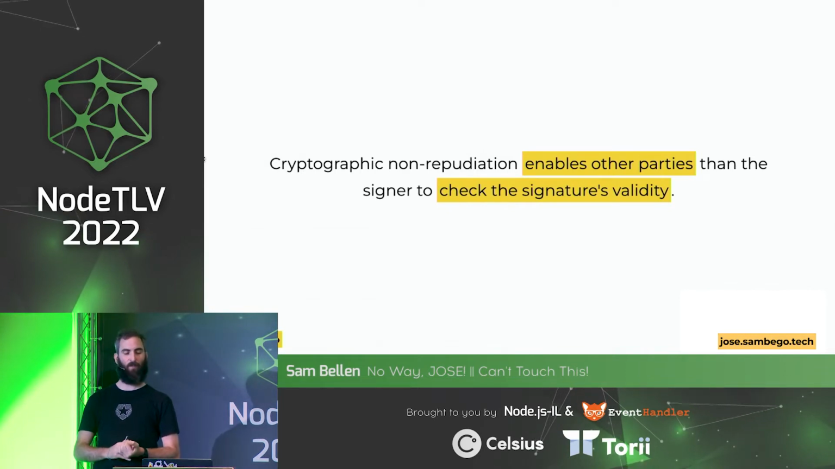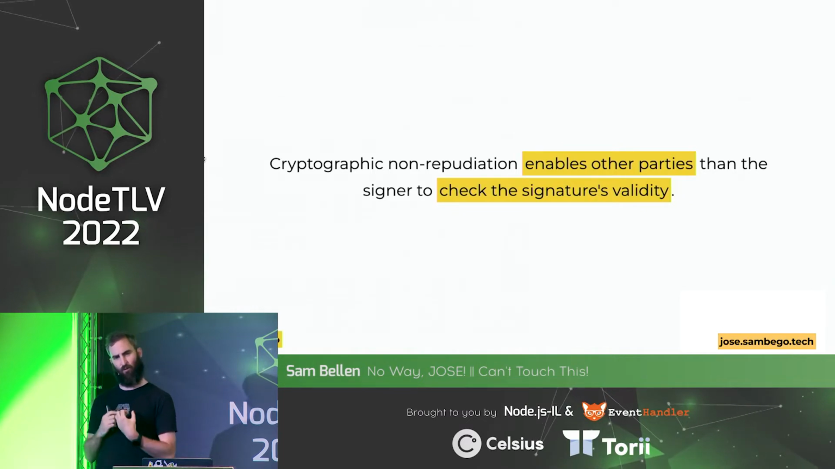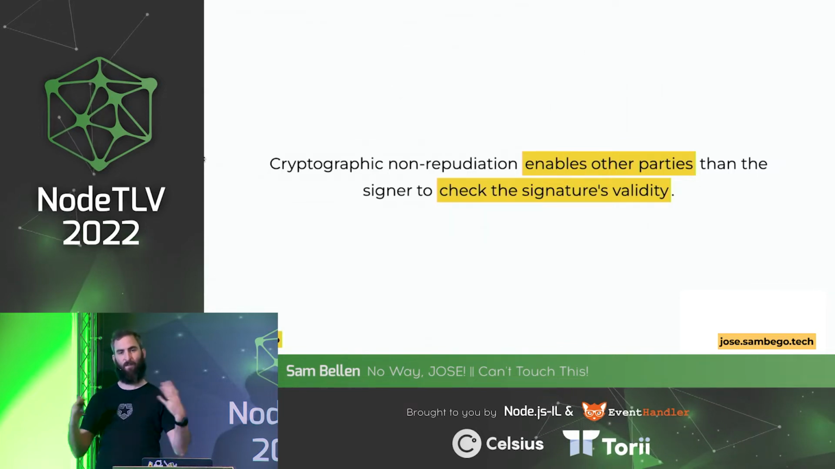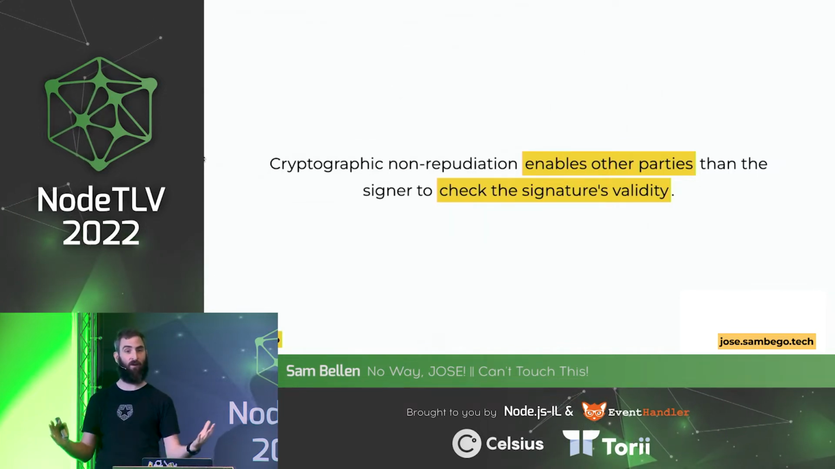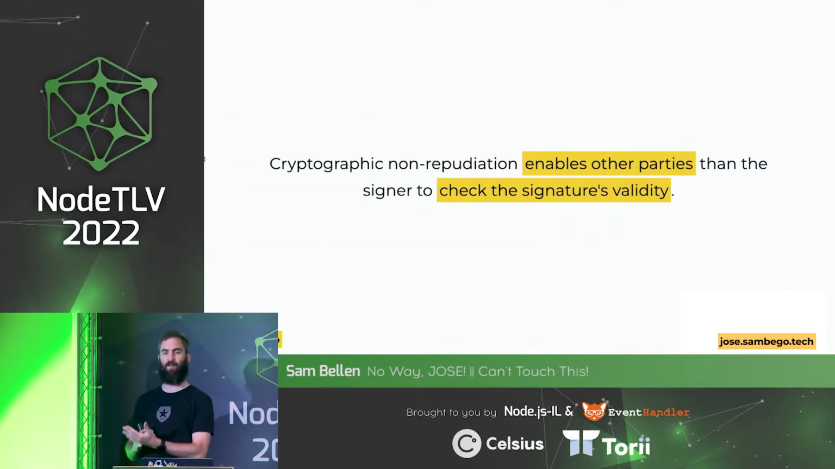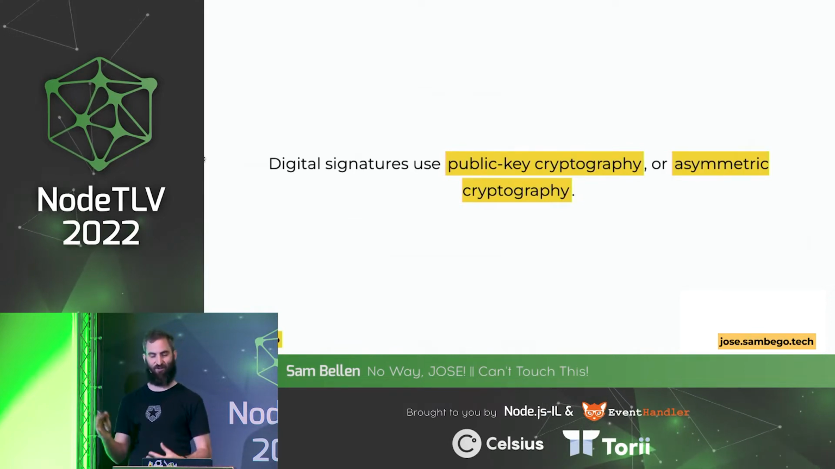And cryptographic non-repudiation enables other parties, other than the signer, to check the signature's validity. With keyed hashes, you're dealing with a key, a secret key, which you keep secret to yourself. So only you should be able to check the validity and integrity of that data. With a signature, you're able to share something, a piece of data, with other parties other than yourself. That will allow them to check the validity and authenticity of that signature. So that's a big difference between keyed hashes and signatures.